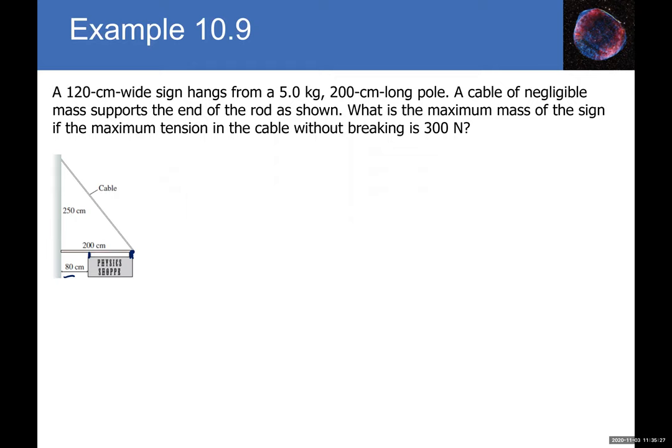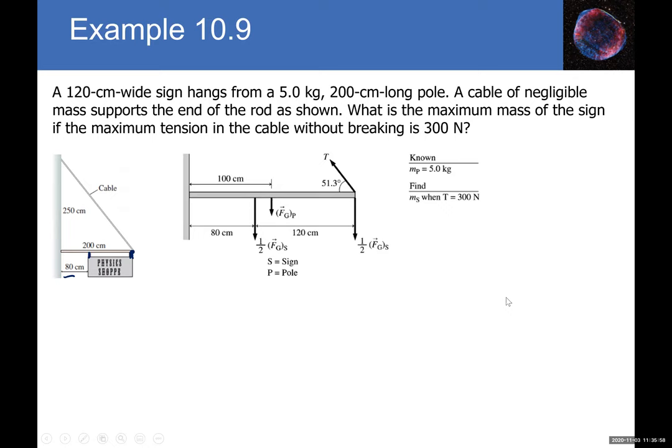What we're saying here is that the system is in equilibrium when the cable, which is 300 newtons, holds the sign in an upward direction while the sign exerts a force downward. If the sign has a certain mass M, the system is still in equilibrium. So here's the free body diagram for that. Let's look at the free body diagram.